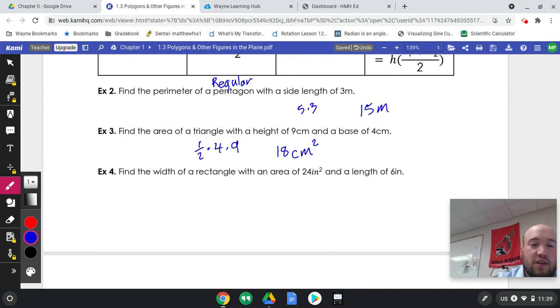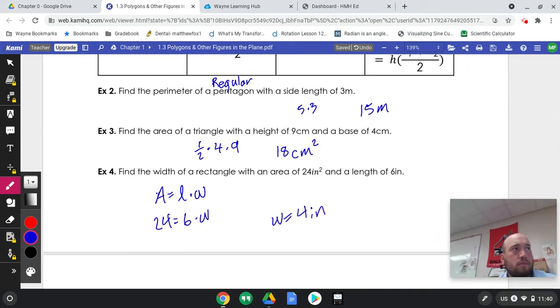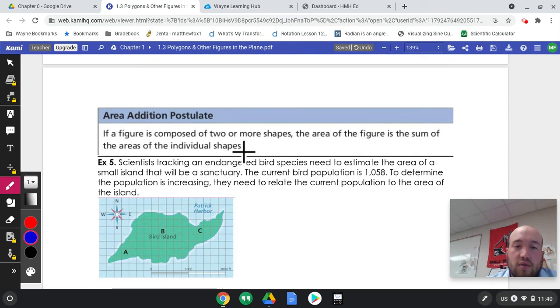And then our final one, the rectangle has an area of 24 inches squared and a length of 6 inches. So we know our area for our rectangle is just length times width. We already know the area is 24. We know the length is 6. So we divide that by 6. We'll find our width to be 4 inches.